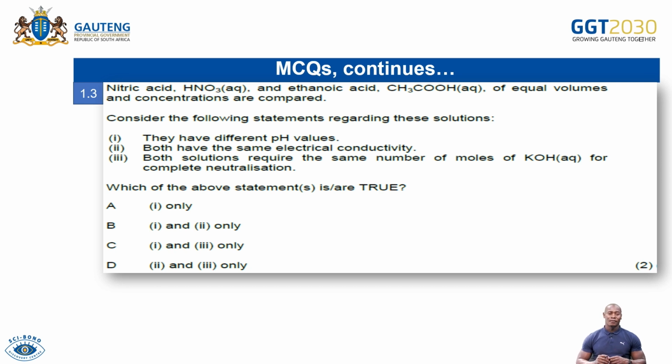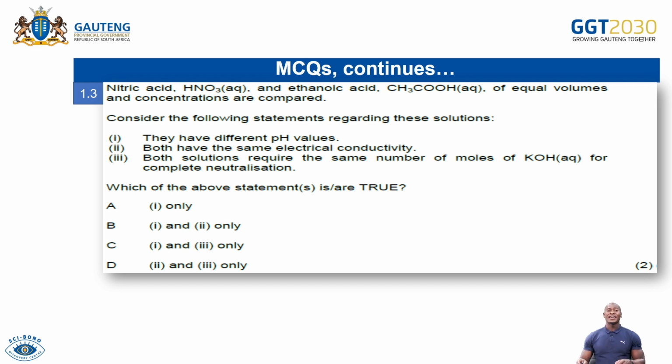Don't just say that because 1.1 was A, it might happen that 1.2 is also A. No, you don't do that, okay? If you do that, you can get 0 out of 20 marks. And if you get 0 for multiple choice questions, the chances of you passing are very, very slim, right? So let's look at your 1.3.